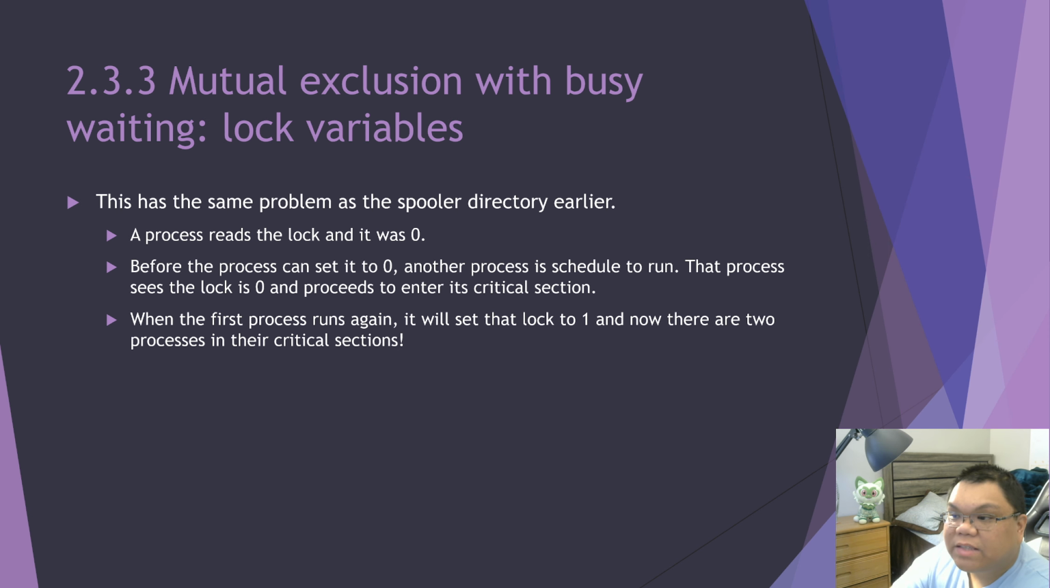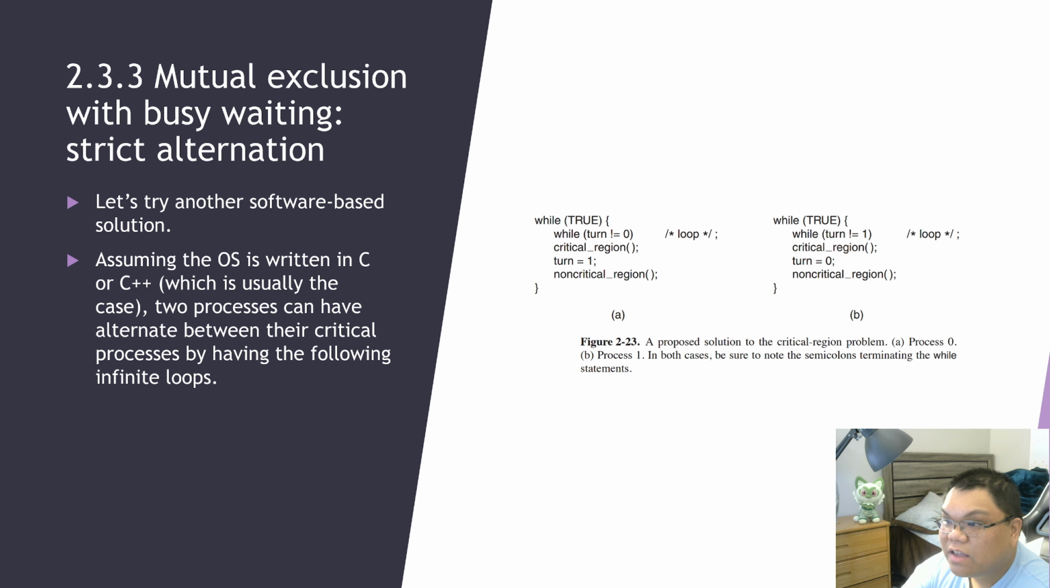This, however, has the same problem as the spooler directory from earlier. A process reads the lock and it was 0. Before the process can set it to 1, another process is scheduled to run. That process sees the lock is 0 and proceeds to enter its critical section. When the first process runs again, it will set that lock to 1. It doesn't check it. And now we have two processes in their critical sections. Not good. So let's try a different solution.